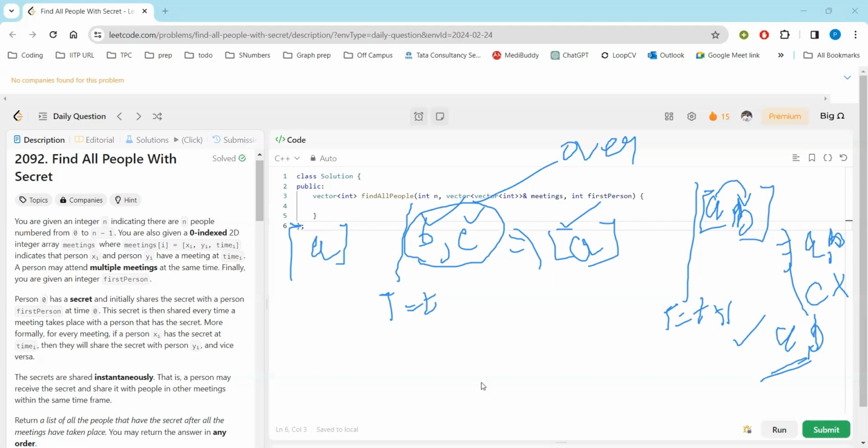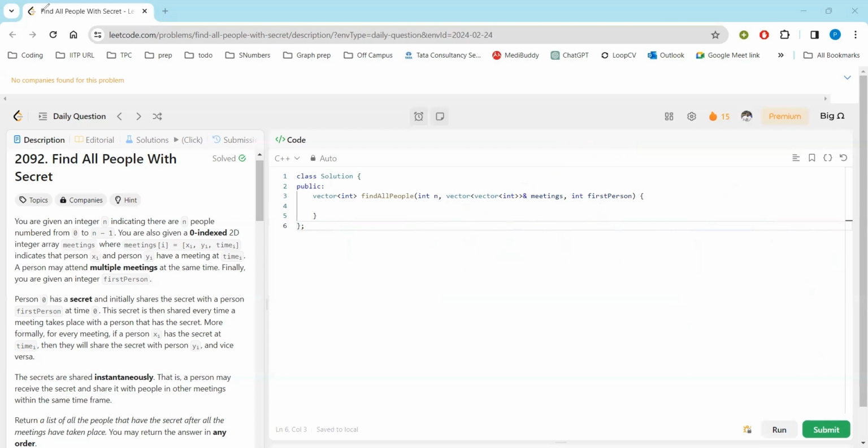So now let's see how we can approach the solution. So initially they have given only A will know the secret, right? Only A 0 will know the secret. And at time frame T equal to 0, A will pass the message to first person. Let's suppose FP. Can we say the ultimate source of secret for first person was 0?